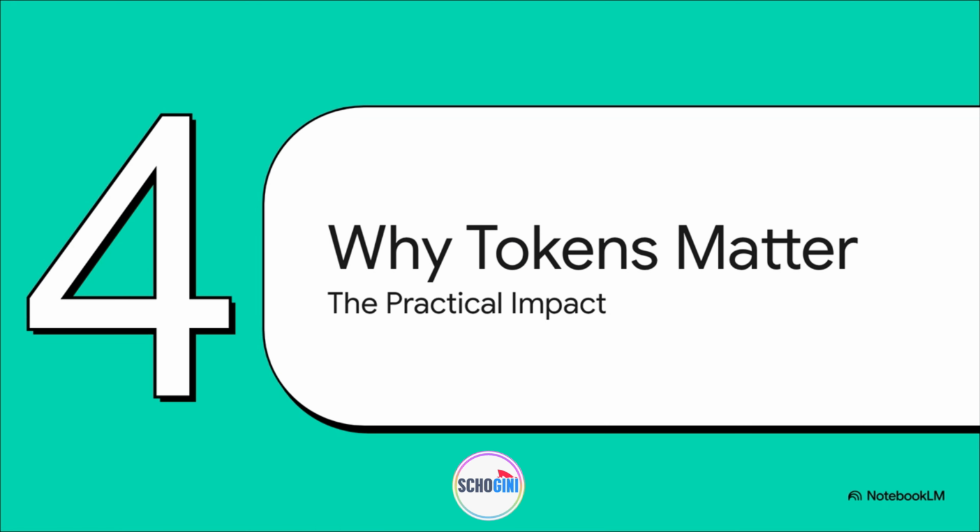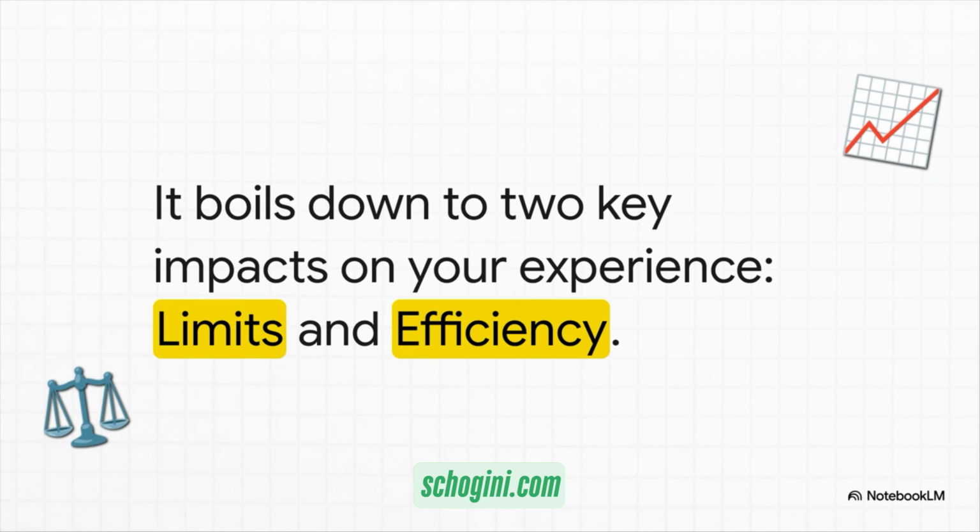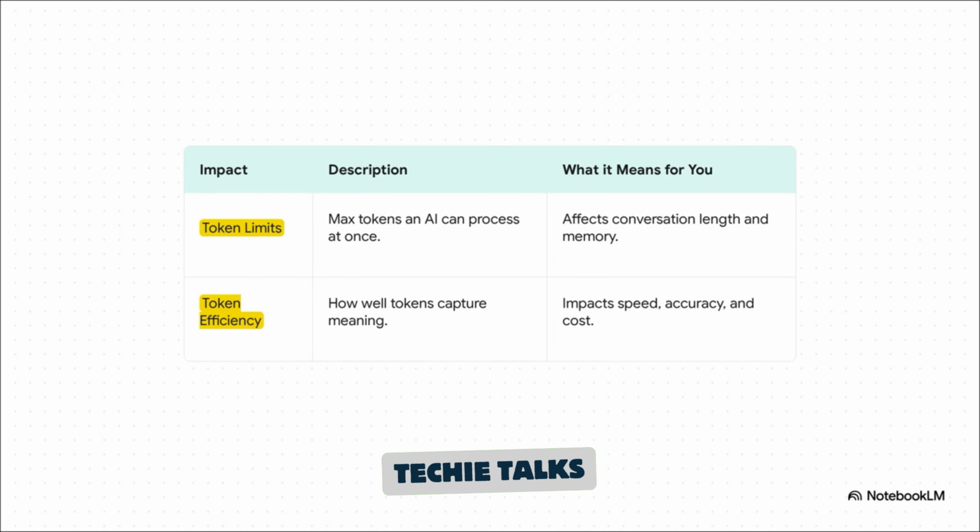Okay, so that's the what. Now for the really important part. Why tokens matter. Why should you, as someone who uses AI, actually care about any of this? Because trust me, it has a very real impact on your experience. It really comes down to 2 big things that you've probably already run into, even if you didn't know what to call them. It's all about limits and efficiency.